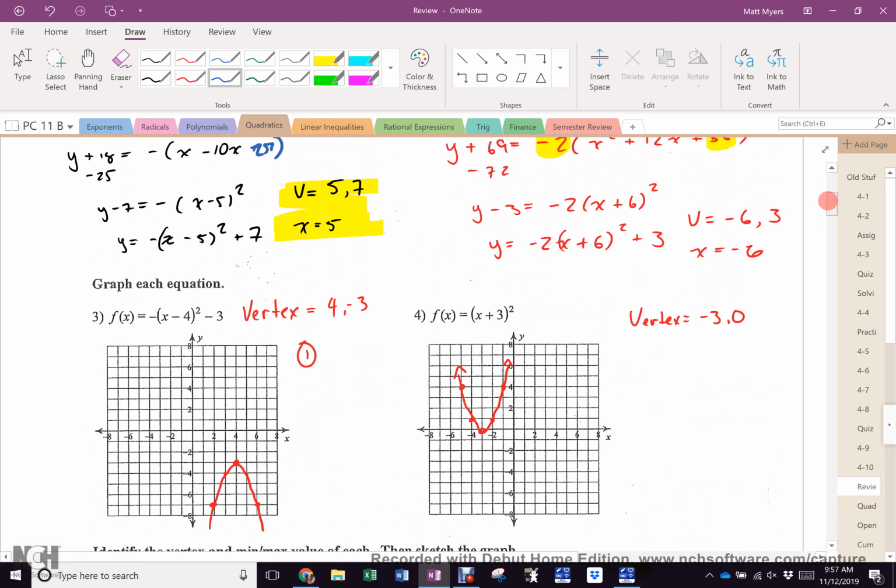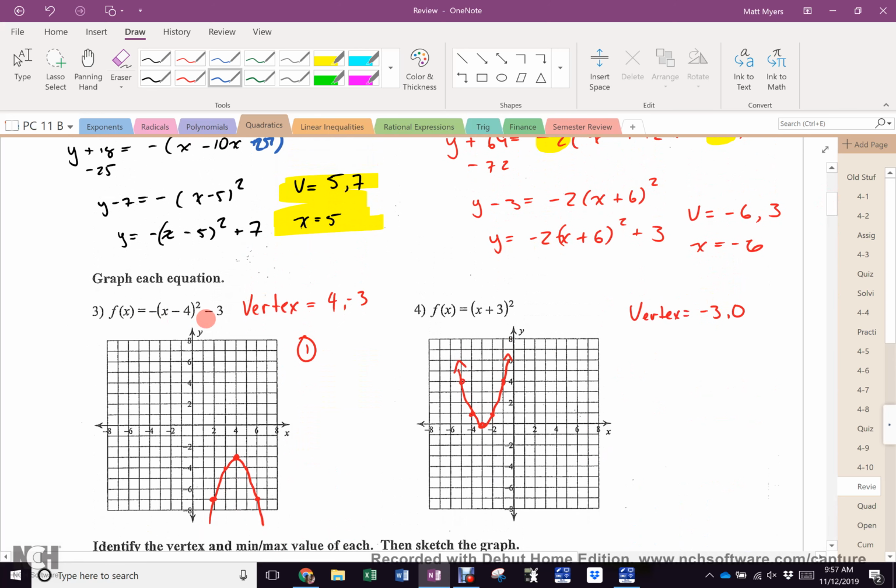Graph each equation. Easy to graph because it's in, I'm doing slope intercept with my grade 10s right now. Easy to graph because it's in vertex form. Vertex is positive 4, negative 3. There it is right there. It's got no stretch, but it's negative, so I go over 1, down 1, over 2, down 4.